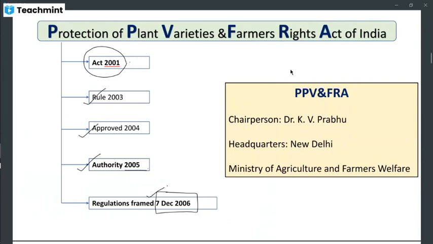So what is the function of this PPVFRA? The name itself clearly indicates that it protects the plant varieties, and also the farmers rights. So it protects the plant varieties as well as the farmers rights. This is the main function of your PPVFRA.